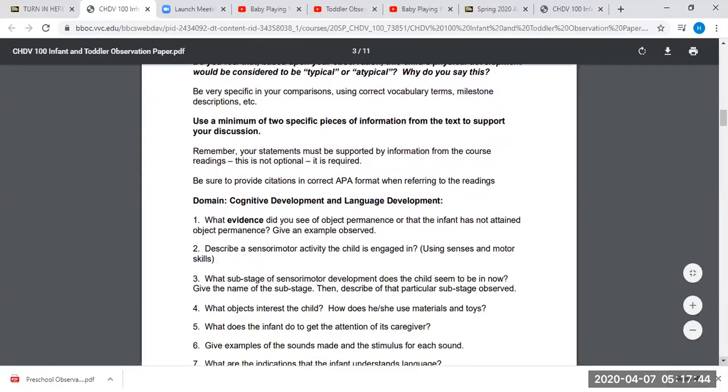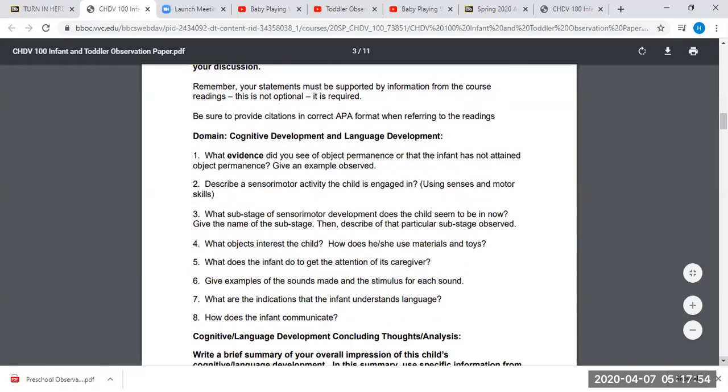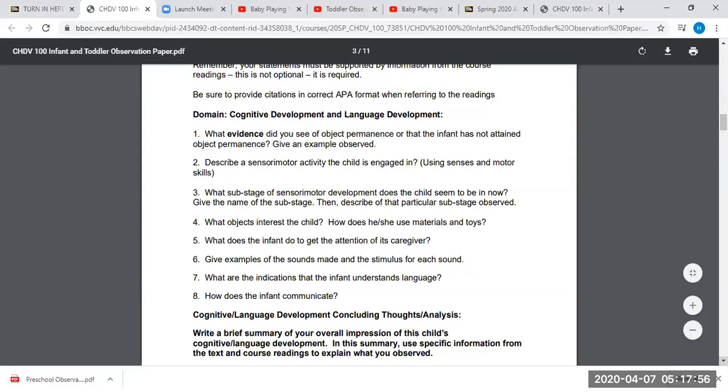Now, the next domain we're going to be focusing on is cognitive development and language development. You're going to be answering this series of questions while looking at the video. For the infant one, the video is with her mother, so you'll be able to see how she's engaging.